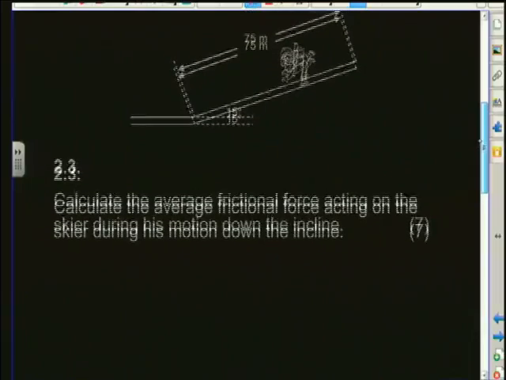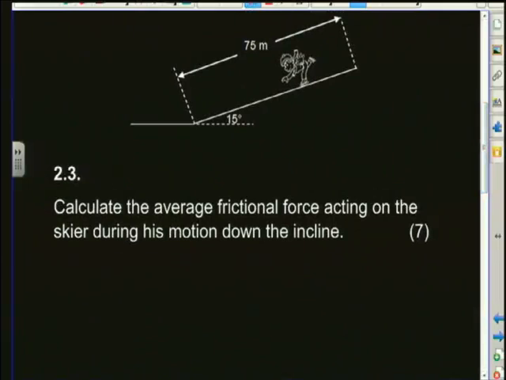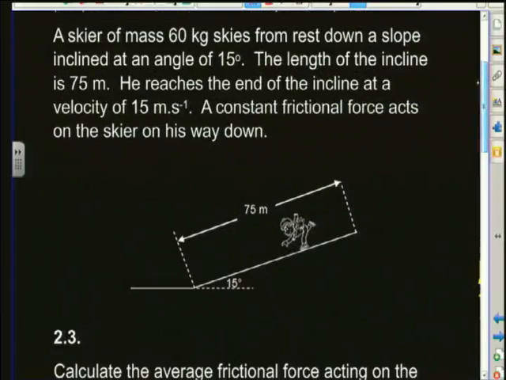You're wondering, okay, where's the hard part, Tracy? Question 2.3. So, now they say to you, calculate the average frictional force acting on the skier during his motion down the incline. First of all, let's just remind ourselves that your normal was 567,96 newtons, okay?